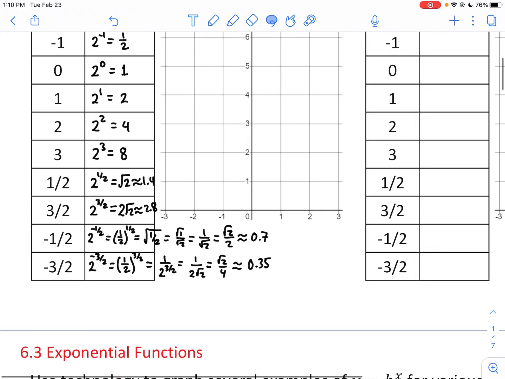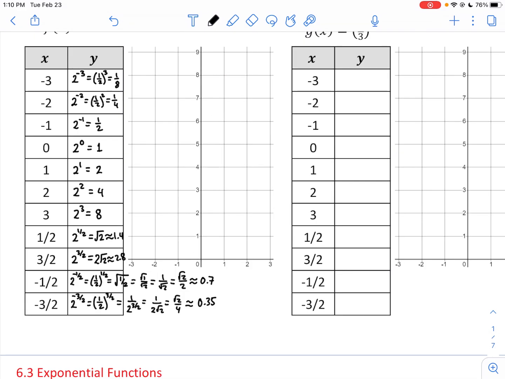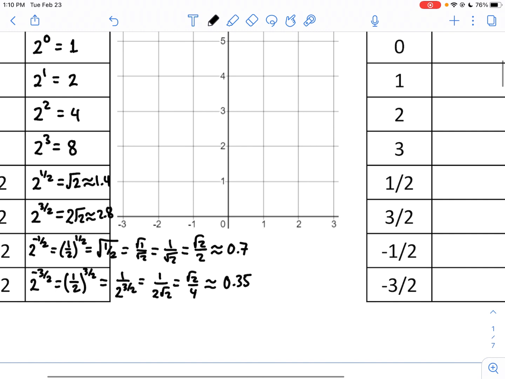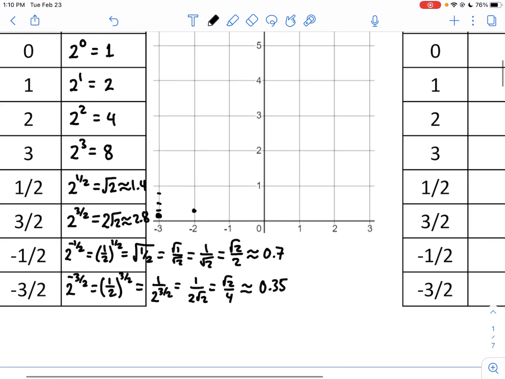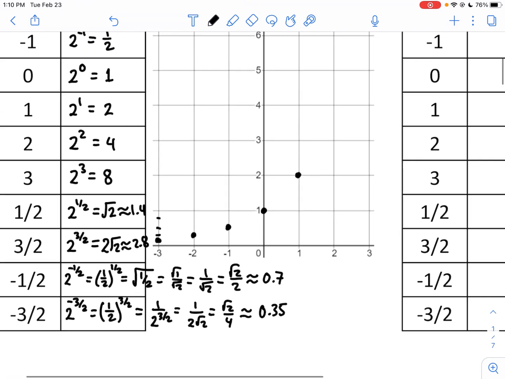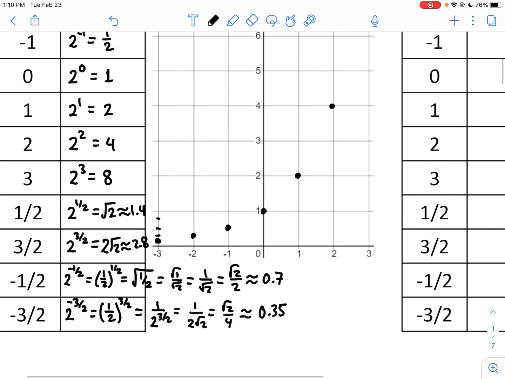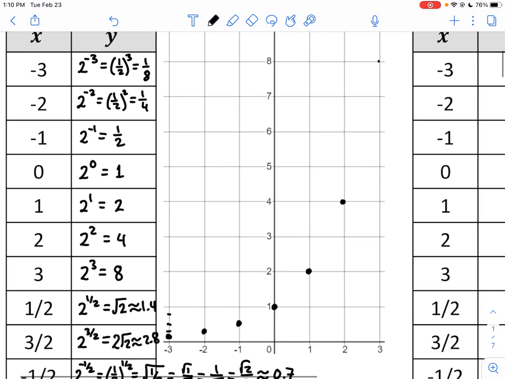Now let's plot some points. When x was negative 3, the y coordinate was 1/8. So there's the half mark, there's a quarter mark, so 1/8 is about right there. When x was negative 2, the output was 1/4. When x was negative 1, the output was 1/2. When x was 0, the output was 1. When x was 1, the output was 2. When x is 2, the output was 4. And when x is 3, the output was 8.